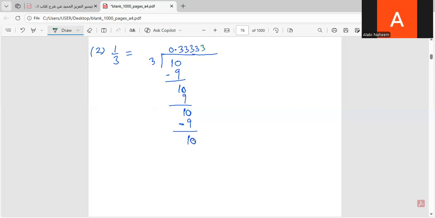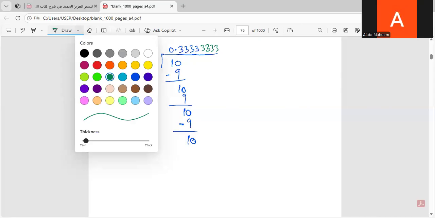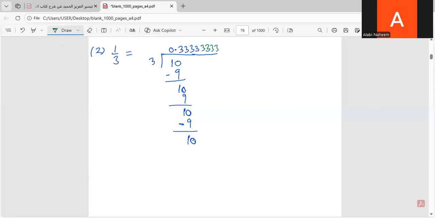So it's also an example of a non-terminating recurring decimal. And for this decimal now, it is actually clear that 3 is the repetitive part of the decimal. Not 3, 3, 3, 3. So 3 is only that single number that is repeating itself.